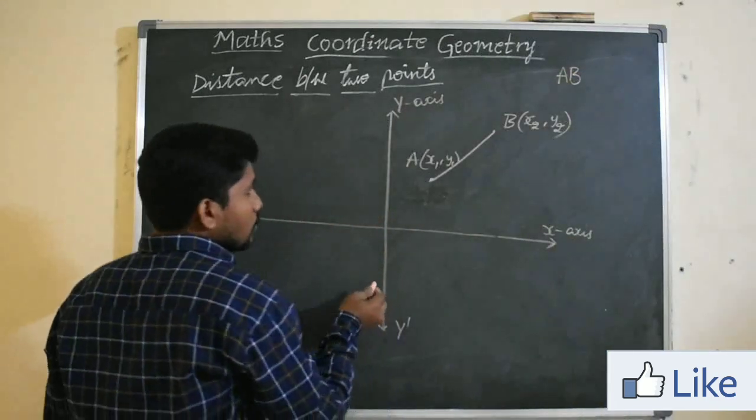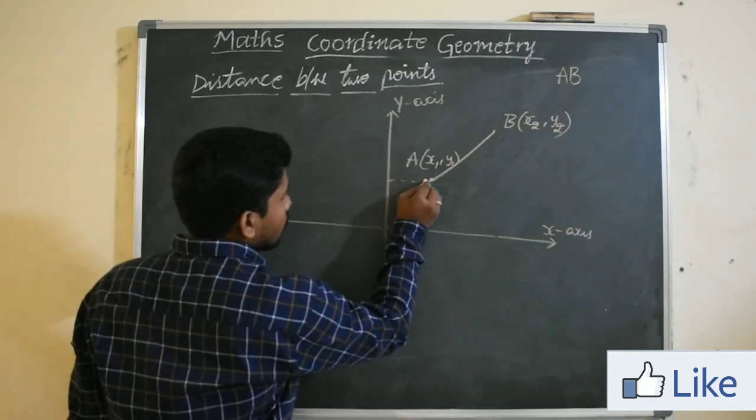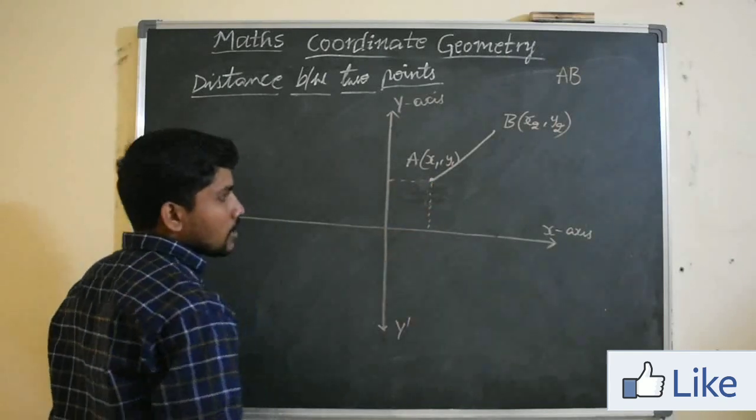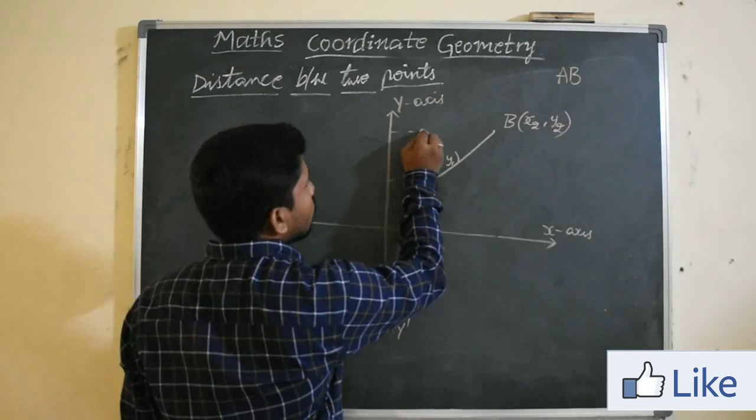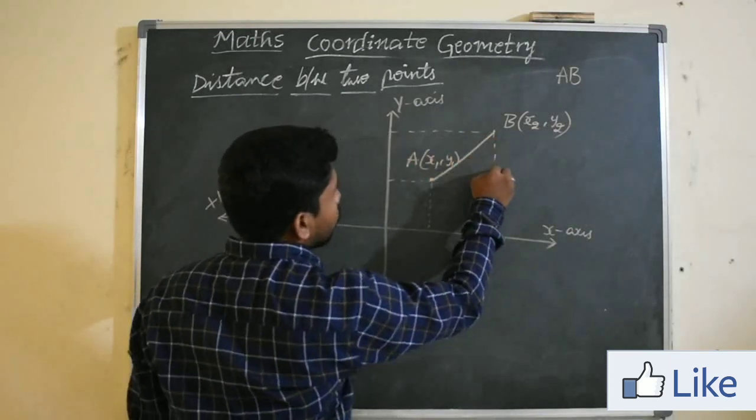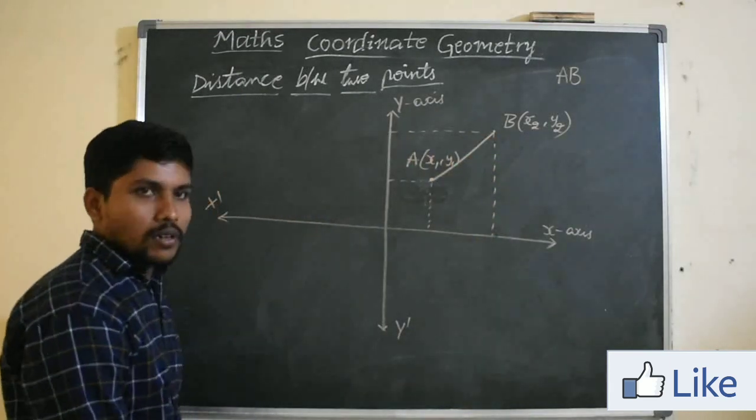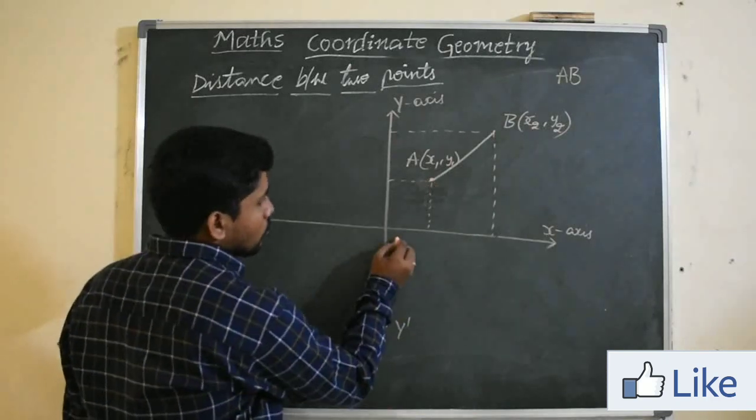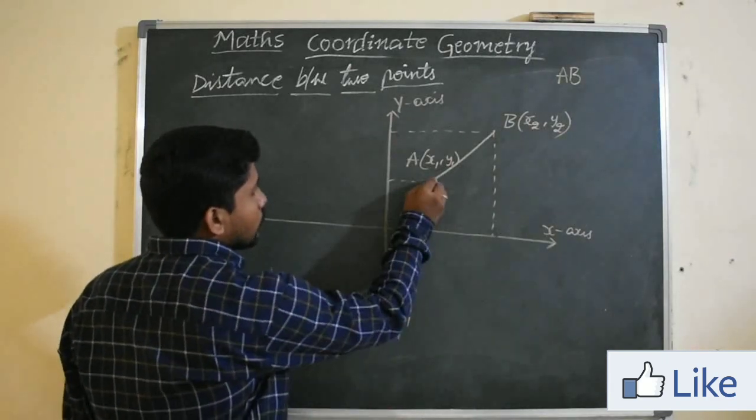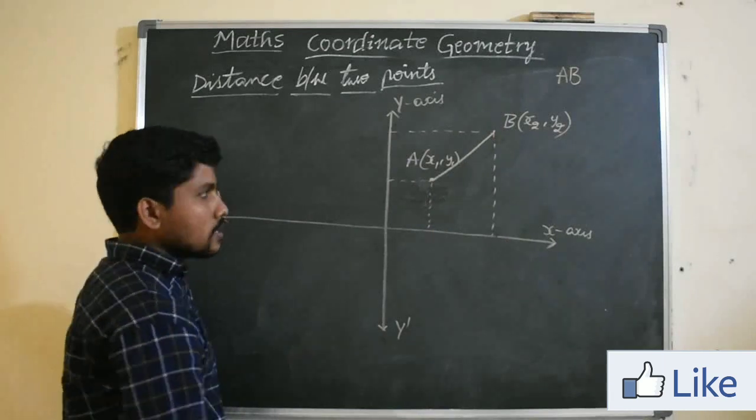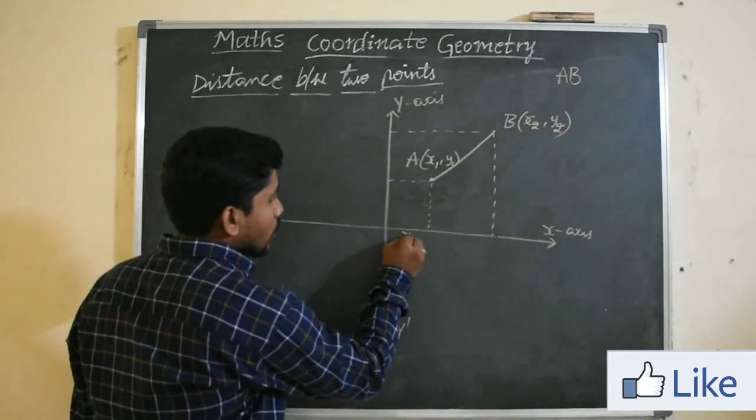Now project these 2 points on the x-axis as well as on the y-axis. This shows the distances of the points from the y-axis as well as from the x-axis. That is x1.